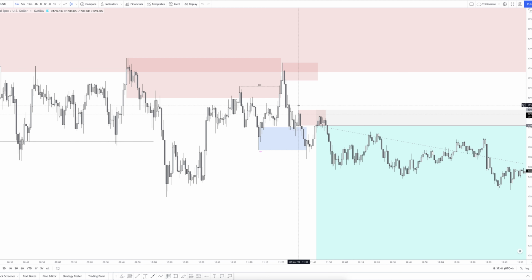This was also during the New York session. So what happens? Price takes out that area. Now it looks a little different on TradingView, I'm not gonna lie to you guys. But for those individuals who trade on the same broker that I trade with, this was very, very clear on the broker itself.